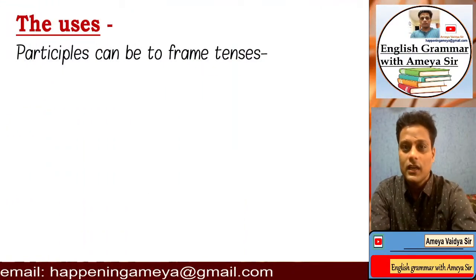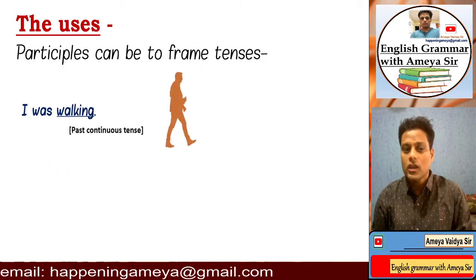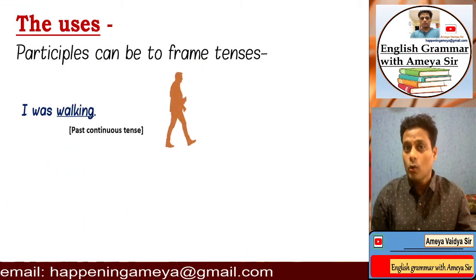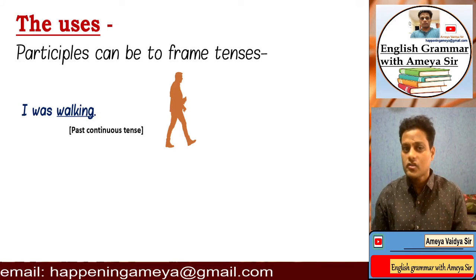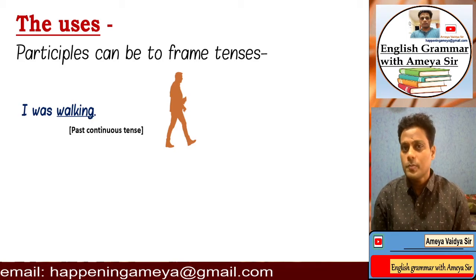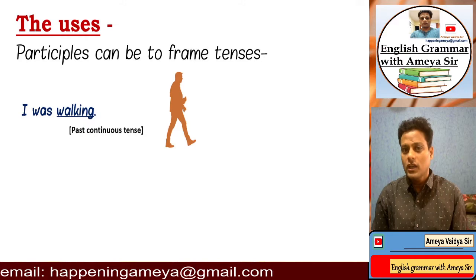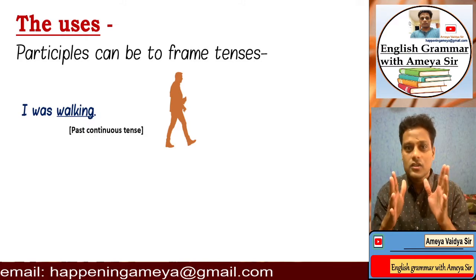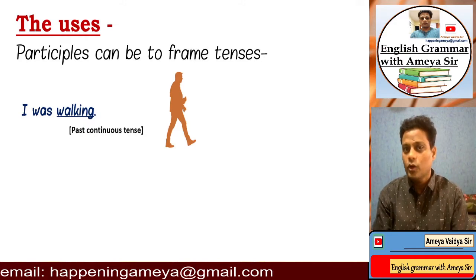All right, let's deal with some examples. I was walking. Now, was plus ing makes it the past continuous tense. Please be careful with the spelling. Continuous is spelled c-o-n-t-i-n-u-o-u-s. So here, walking is action. It's used to frame the tense, and therefore it is a participle.